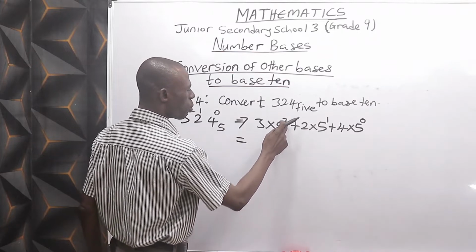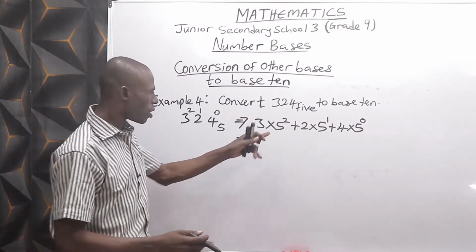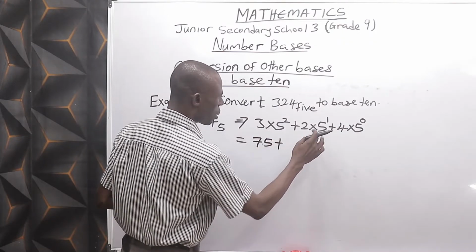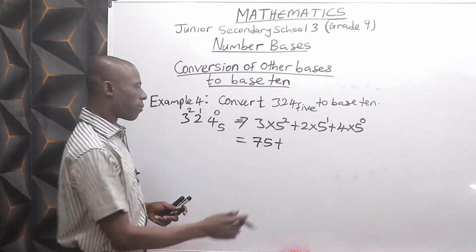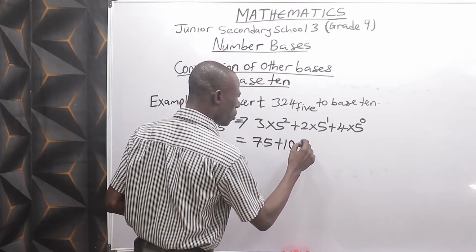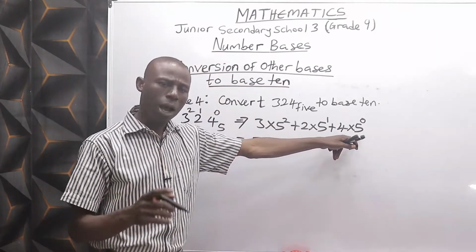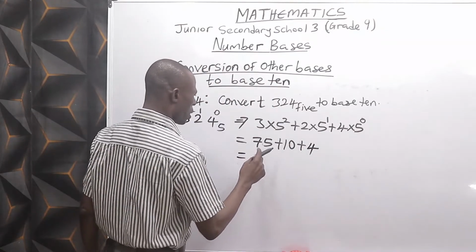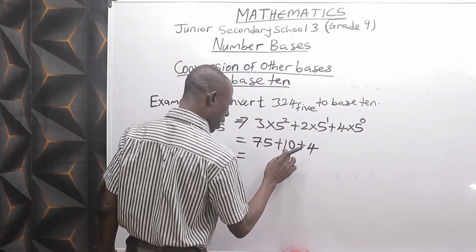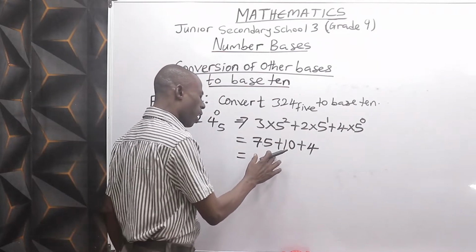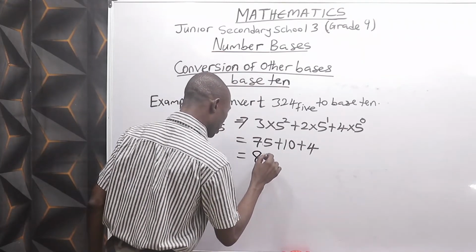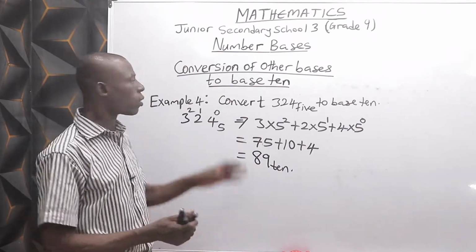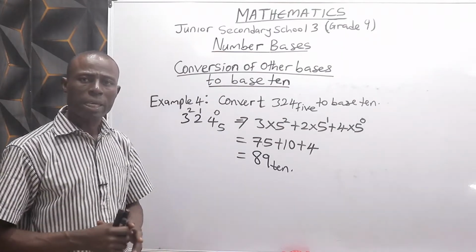So we have 5 raised to power 2, which is 25. 25 times 3, that is 75, plus 5 raised to power 1 is 5. 5 times 2, that's 10, plus 5 raised to power 0 is 1. 1 times 4, that is 4. 75 plus 10, that is 85. 85 plus 4, that is 89 base 10. And that is where we are drawing the curtain on conversion of order bases to base 10.